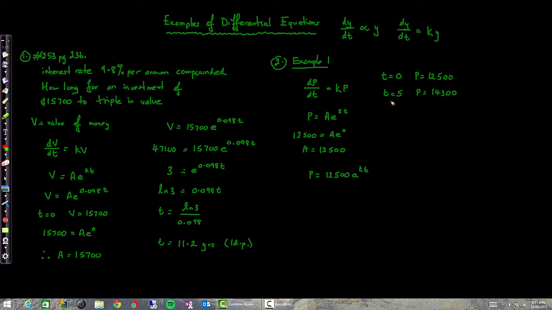Okay, so here we're now going to substitute that into our equation. And now let's substitute this other piece of information here, that when t equals 5, p is 14,300. So 14,300 equals 12,500 e to the power of 5k. Now, solving this, we need to divide 14,300 by 12,500. Okay, and that is going to give 1.144.